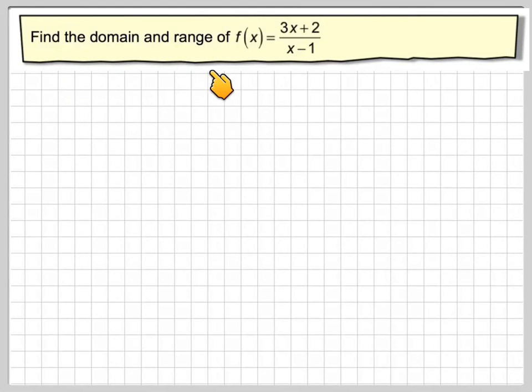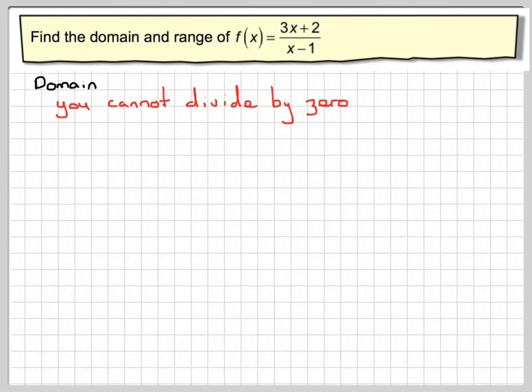Find the domain and range of f of x is equal to 3x plus 2 over x minus 1. The domain: we cannot divide by 0. This is what you've got to think of in this one. If you try to divide by 0, it doesn't work. Okay, so what value can I put in here?